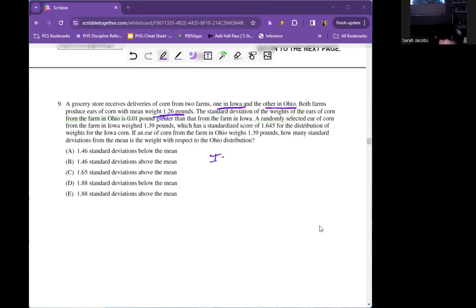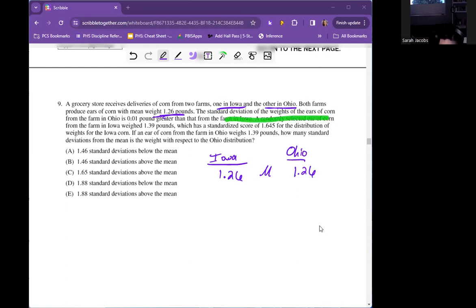So I'm just going to start taking notes here because this is a lot of text and I don't want to have to read this 1,000 times. If you can read it a little slower once and get the information you need, you're going to end up in a much better place. So the mean for both is 1.26 pounds.